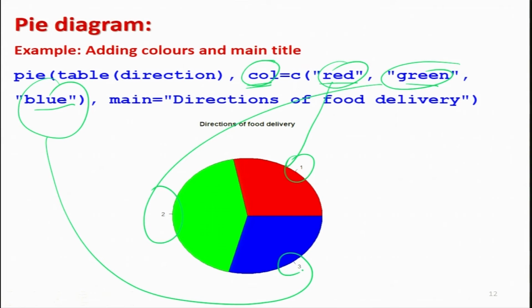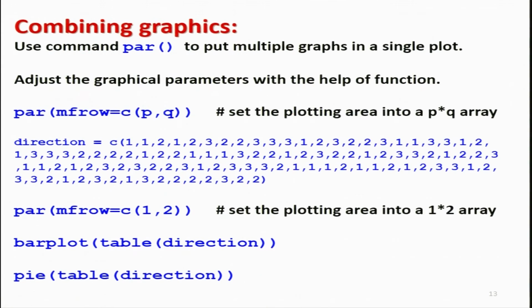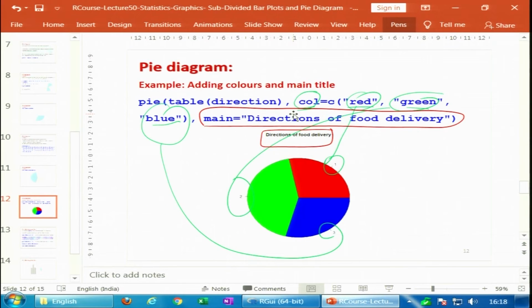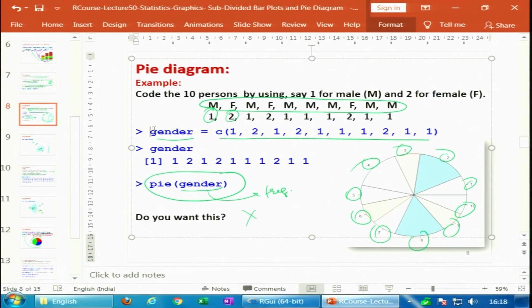And then after that you have given the main title under the option MAIN, and this title is given here, right. So you can see it is not a very different job to do, but let me first show you these pie diagrams so that you can be confident that it is not a very difficult thing to do, right.